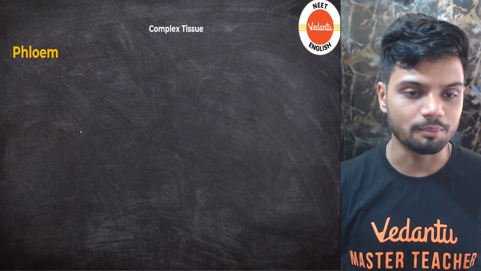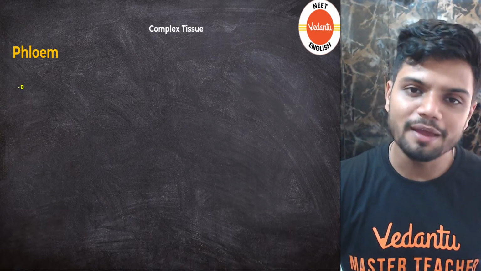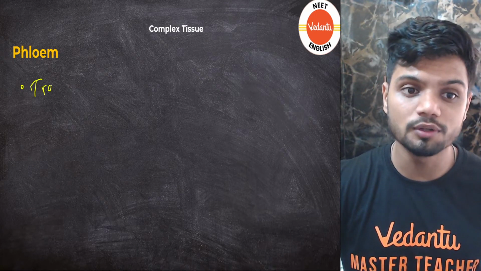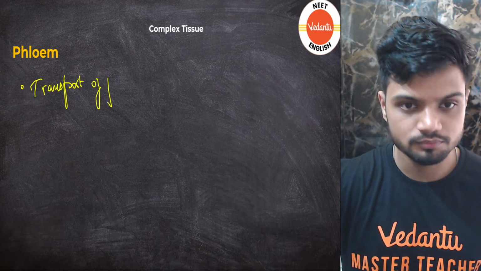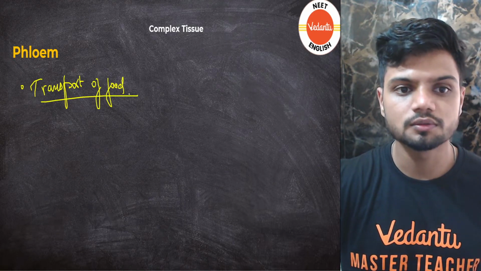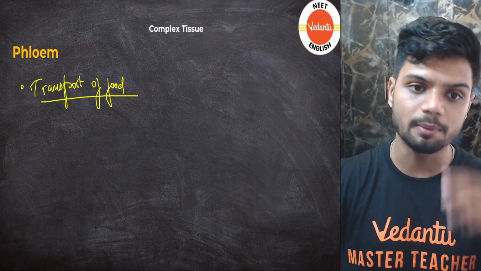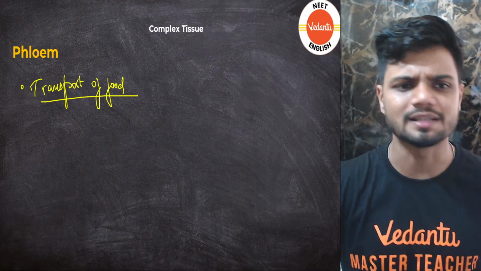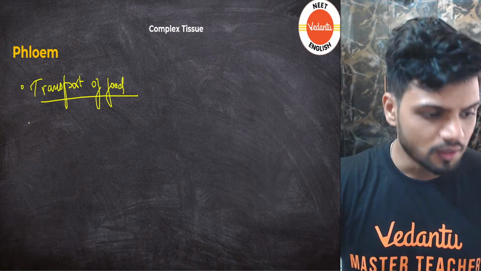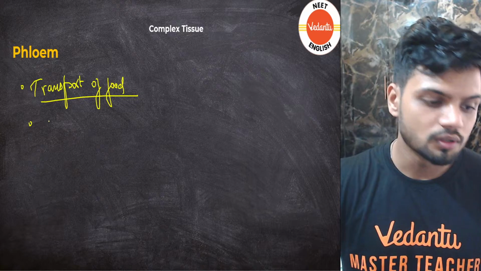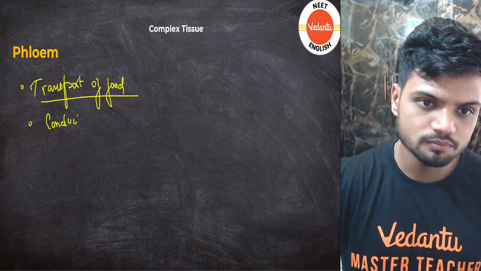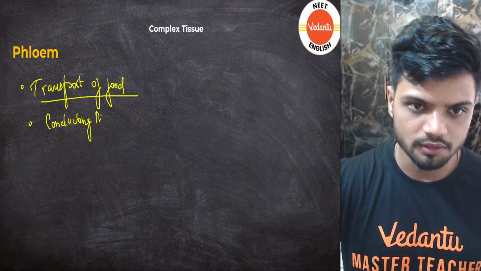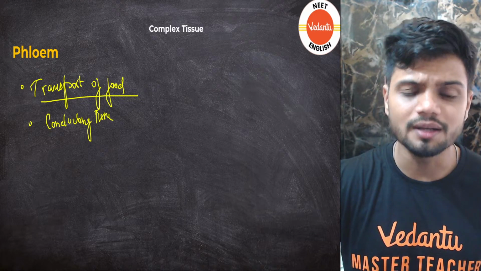Now phloem. Tell me, what is the main function of phloem? The main function of phloem is transport of food. Yes, food transportation can happen very easily. Now, apart from that, it's a type of conducting tissue. Now, direction. Understand direction.